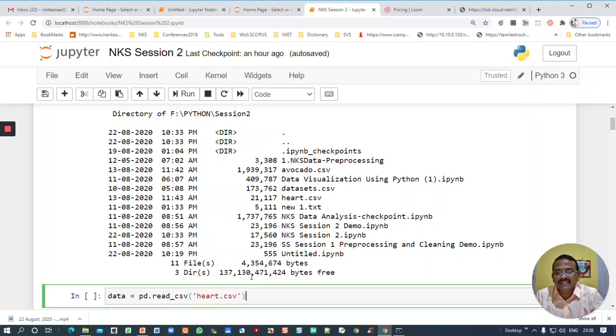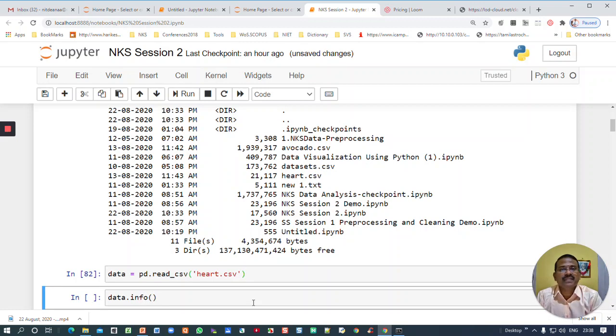This is the command to read the file, which creates a data frame, a dataset frame, using Pandas. The file heart.csv is the file I am reading, and after that the content is stored in data. So now I am executing this one. Now the content is assigned.